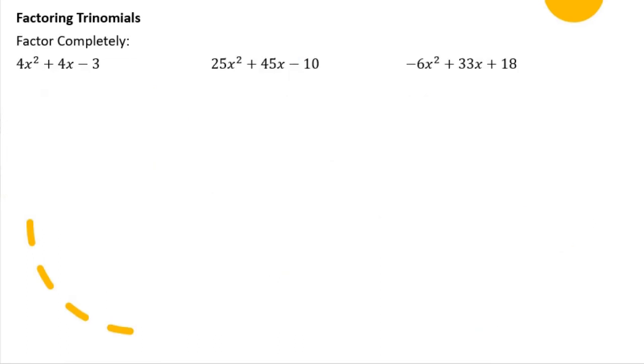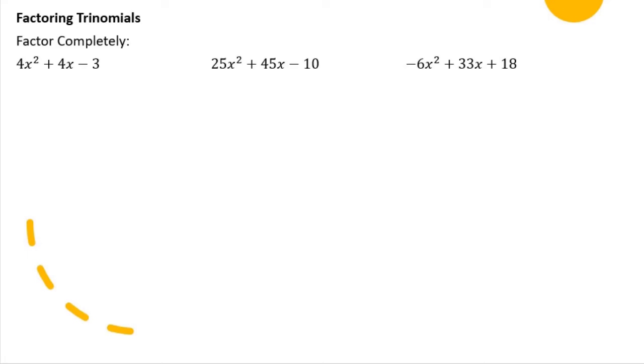All right, we're going to up the ante just a little bit here. Let's have a look at all 3 problems. Same instructions are given, factor completely. So we're not told any more information off the bat. We have to have a look at questions and see what the likely answers will be.